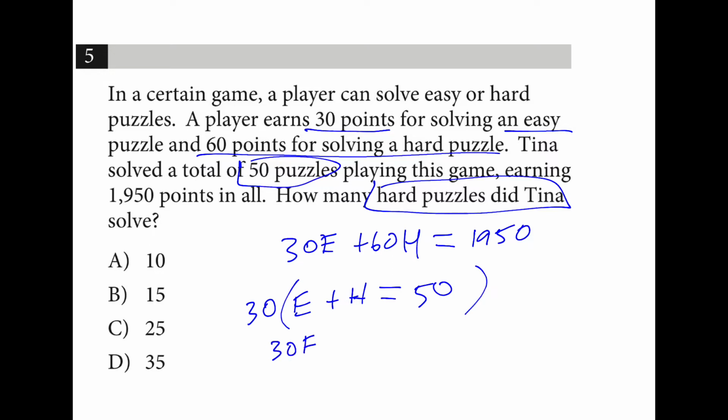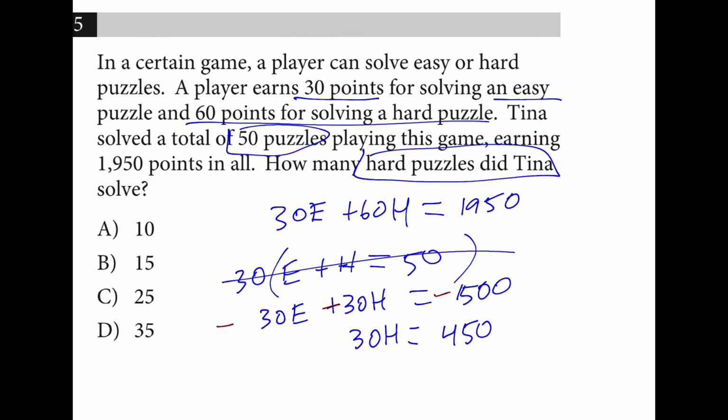So I have 30E plus 30H is equal to 15 and then 2 zeros. So that one's gone. To cancel out the E's, I'm going to subtract this entire column. So I'm going to flip all the signs. E's go away. I'm left with 30H is equal to 450. If I divide both sides by 30, I get 15. B.